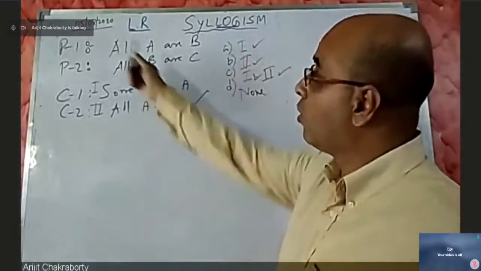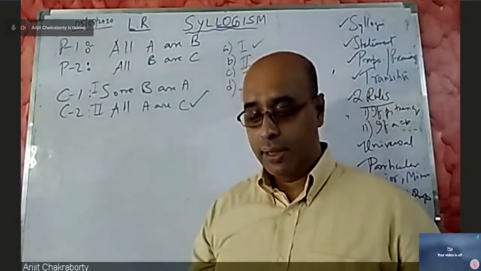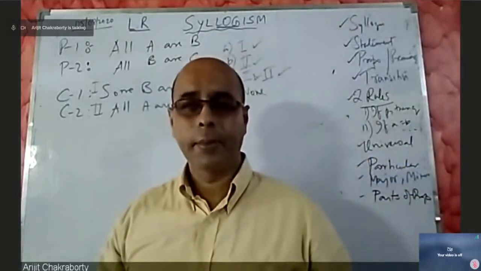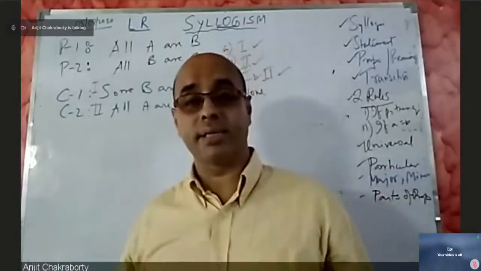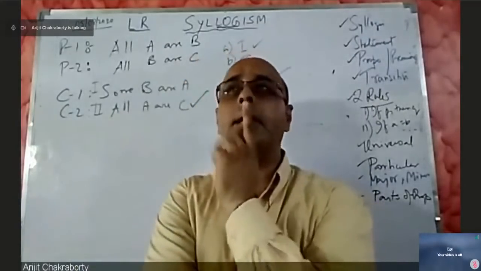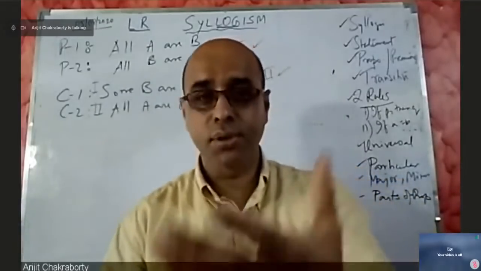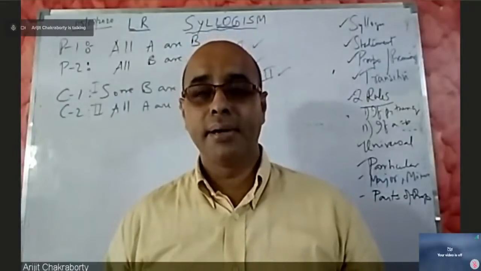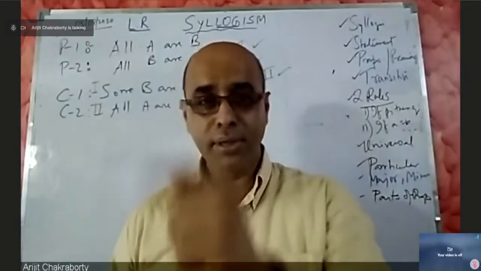Now number 1, all A are B. All A are B. Can I say that some B are A? What do you think? Some of you might tell me, yes sir, we can say. Some of you are thinking, is it correct? So since all of you are so knowledgeable and highly interested in mathematics, why not use Venn diagram?